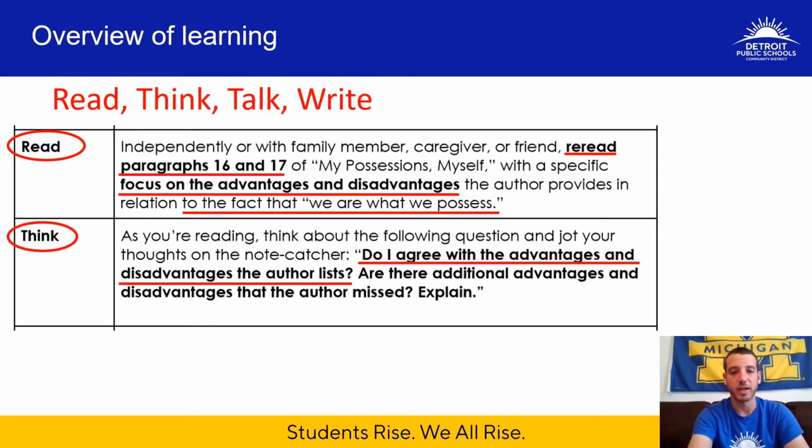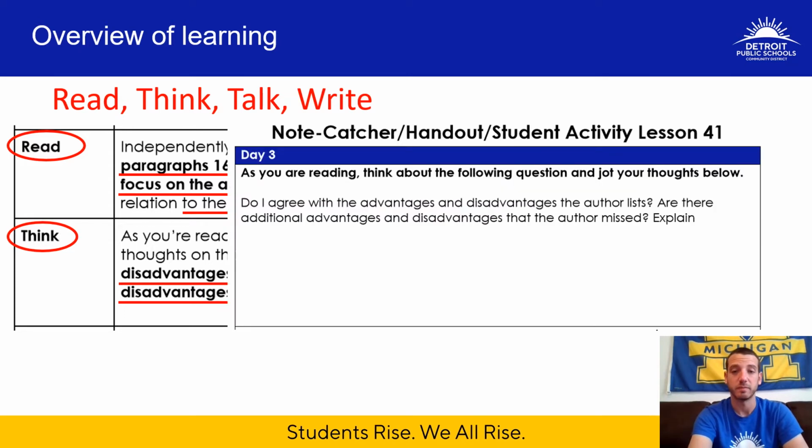For the think section, you're going to think about the following questions. Do I agree with the advantages and disadvantages the author lists? Are there additional advantages and disadvantages that the author missed? Explain. So the author only included a few advantages and disadvantages. Do you agree with them? But are there some that were missed in your opinion? And when you get to the note catcher, you'll see that this is listed here, where you have to start off and basically just think about whether you agree or disagree, and whether there are advantages or disadvantages that were missed. Make sure you capture your thoughts here.